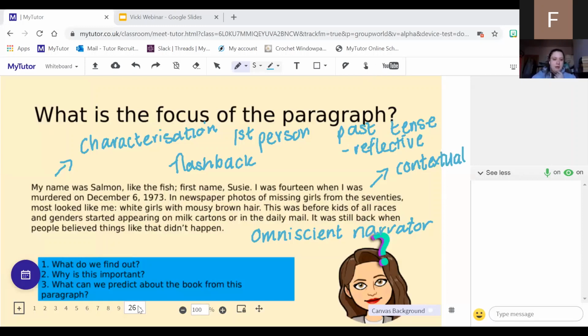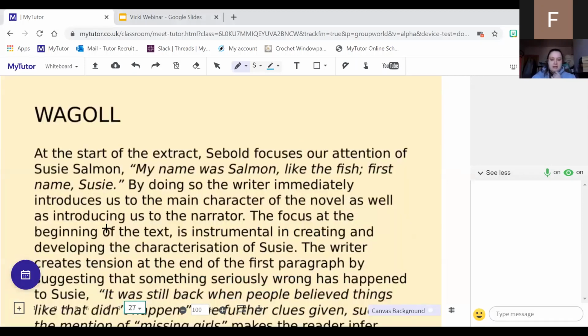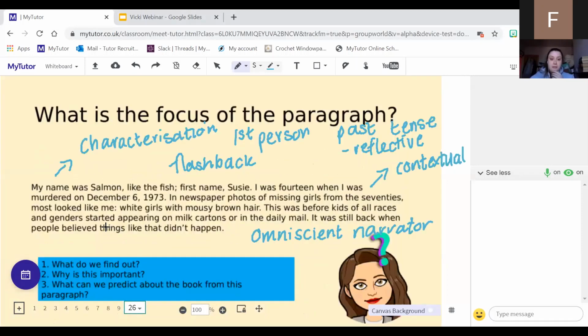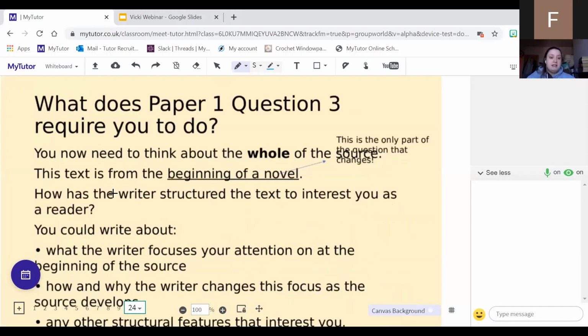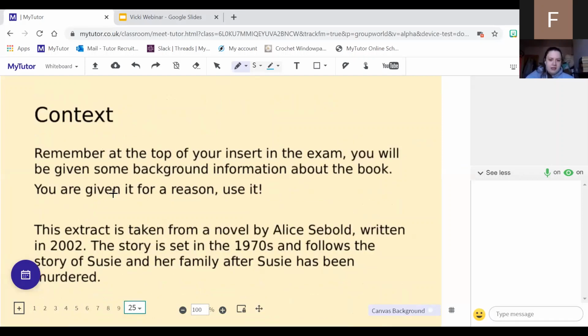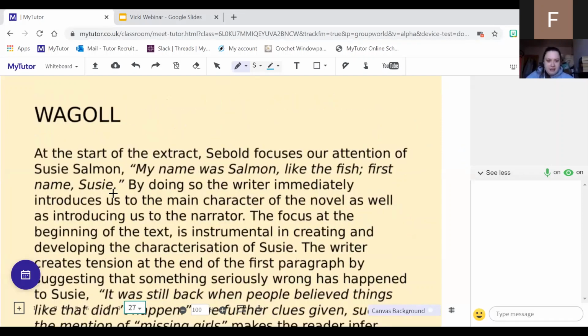Okay, let's flick on to the next slide. Whoops. Right, so it's fallen off the bottom a little bit. Right, okay, so this is my what a good one looks like, as an example of what we could write for the first bullet point: what the writer focuses your attention on at the beginning. Let me just double check I have done it. Yeah, I've talked about other structural features in this as well, so I've rolled 2 bullet points into one.